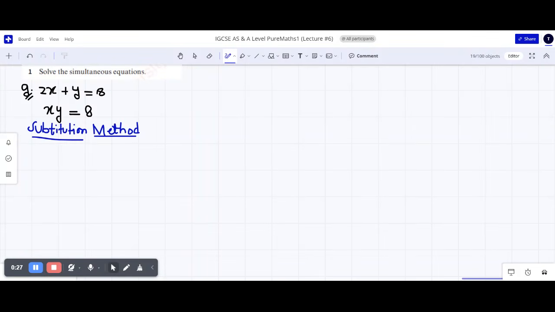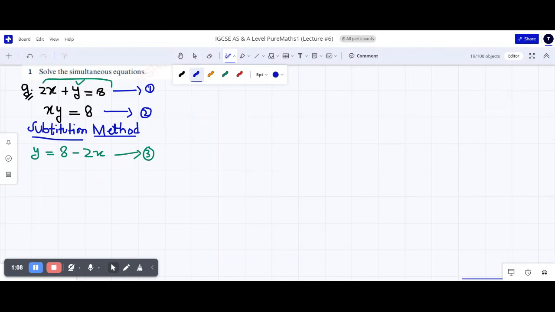So now this is equation 1 and this is equation 2. We can solve equation 1 for one variable and substitute in equation 2. So let's express y in terms of x. In terms of x means we have to shift x to the other side and make y the subject. So now y is equal to 8 minus 2x. This is equation 3.